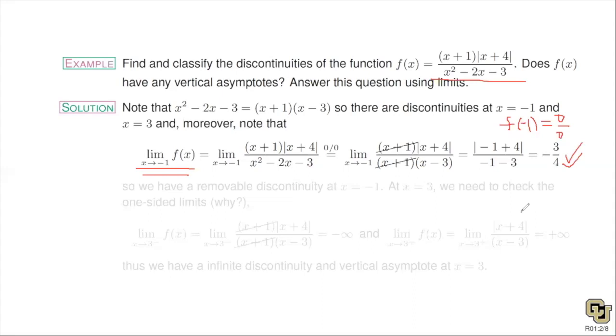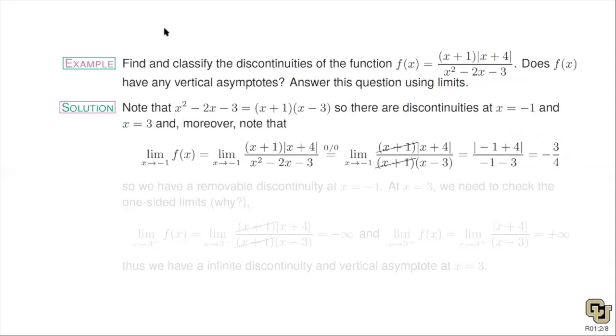So here what that means is whatever the graph looks like, at x equal to -1, we have some type of hole, because the limit from the left and the right exist, but the actual function at the point is undefined. So when the two-sided limit exists, but the function's not defined, that's when we have a removable discontinuity.